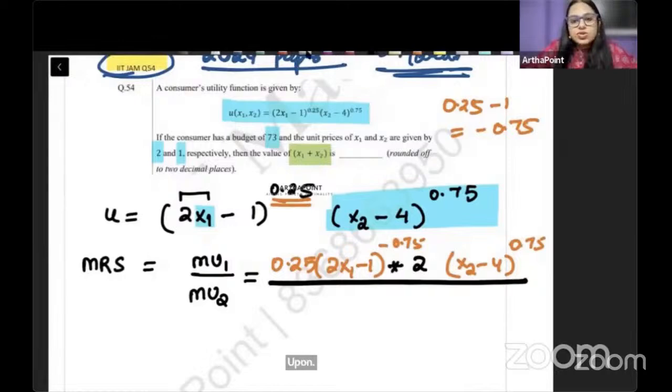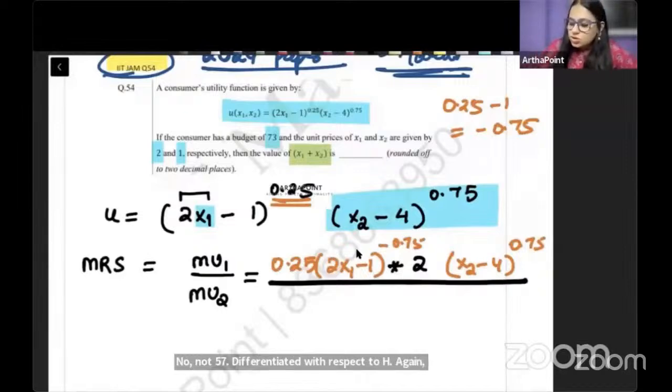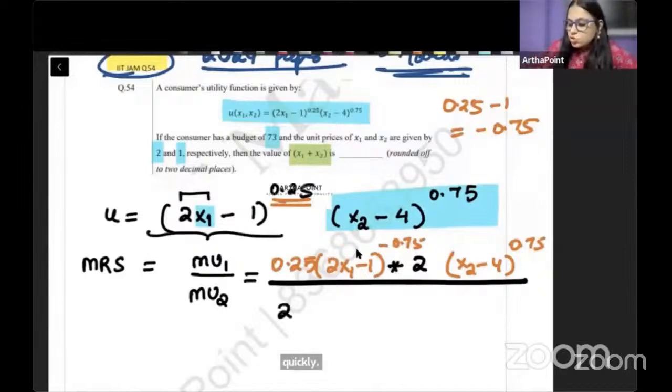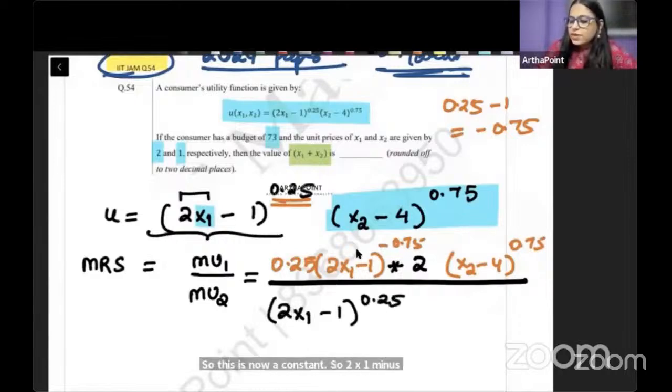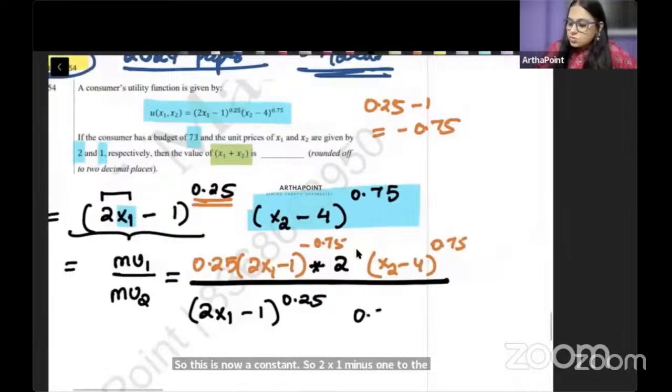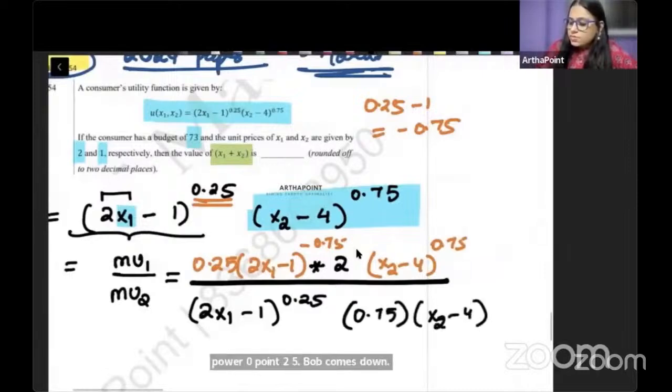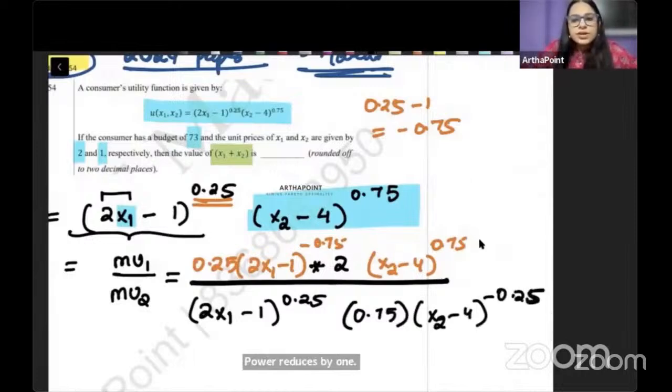Now differentiate with respect to x2. Quickly, go ahead and do this. So this part is now a constant: 2x1 minus 1 to the power 0.25. The power comes down, and the power reduces by 1. That is done. Right?